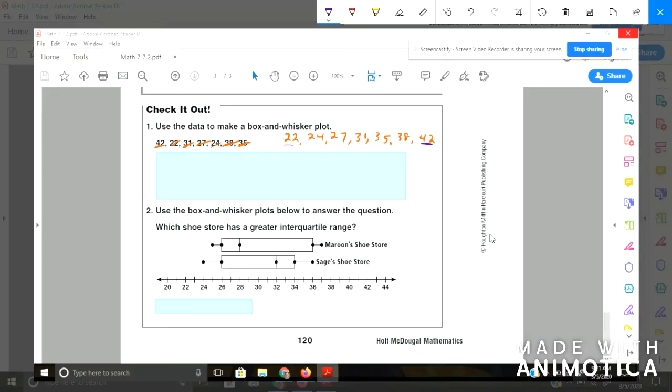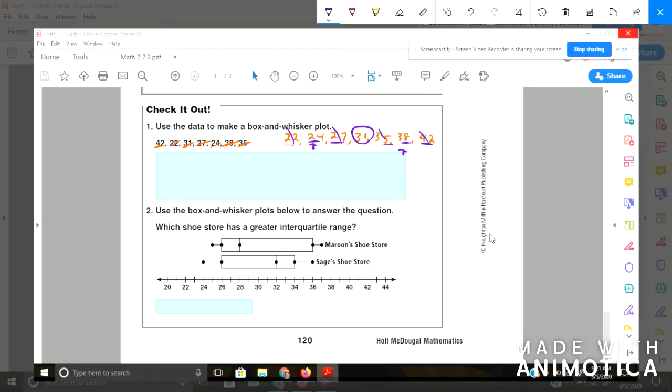So 1 and 1. Work my way towards the middle, a small and a big, a small and a big. My median is 31. Then I need to find the median of the lower numbers, so 27 and 22. So 24 would be the median of my lower numbers. 42 and 35, so 38 would be the median of my greater numbers, or my upper quartile.